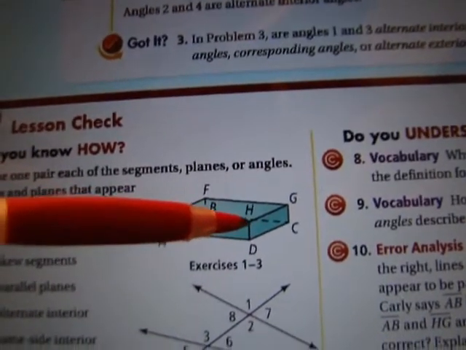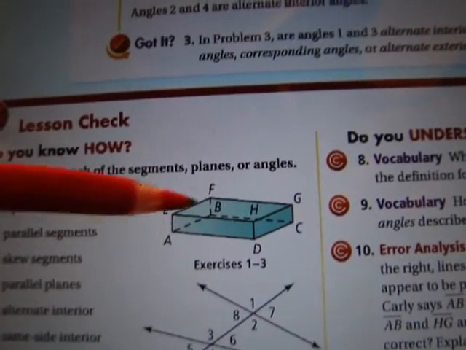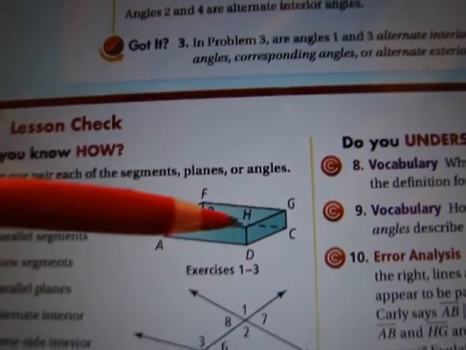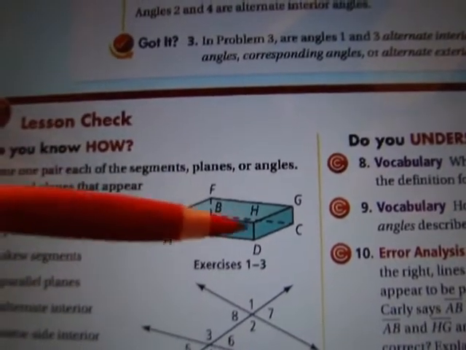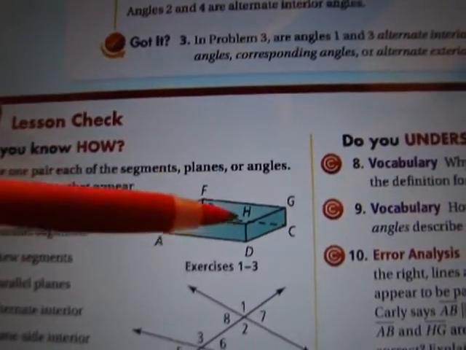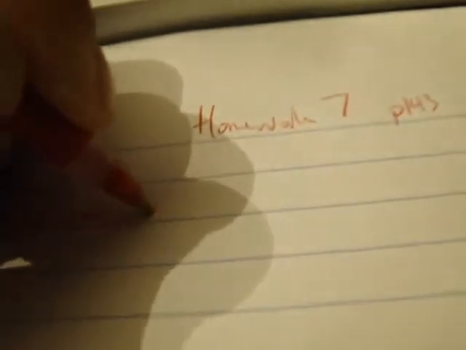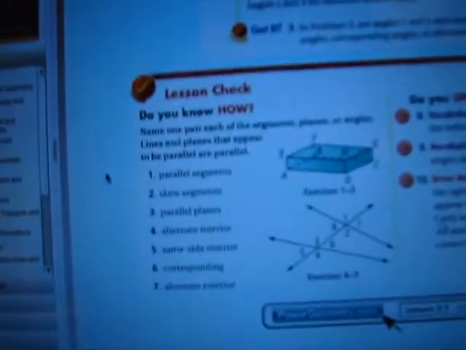Alright, 2, skew segments. Those are ones that go different directions in different planes. So for instance, HD and BA, see, they lie on different planes and they never touch, so those would be skew. Another example would be EA and maybe CD. That would work great. But I'm just going to go with the first one I said. I'll say segment HD and segment BA. That works really well. Segment HD is skew to segment BA. Remember, it says to only name one, so I'm just going to name one.